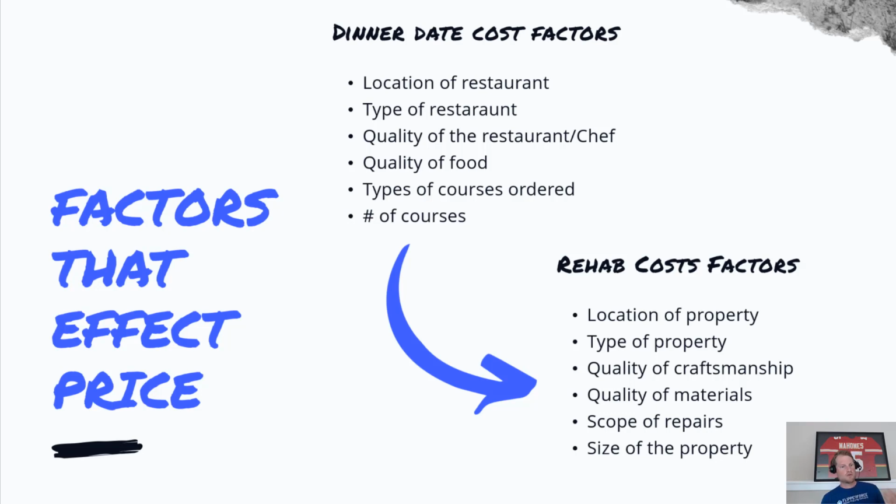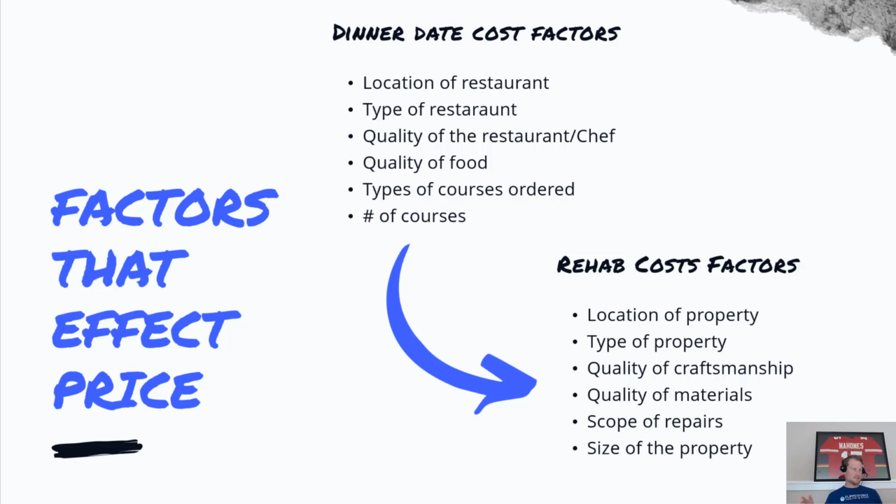And then the type of courses ordered and the number of courses. So basically that translates to the scope of the repairs. So what is the actual scope of work that's happening on the property? Are you doing roofing? Are you doing siding, exterior painting? Are you gutting the interior of the house, doing a kitchen, bathroom, finishes throughout? So that's obviously, again, going to dramatically impact the cost of your rehab.